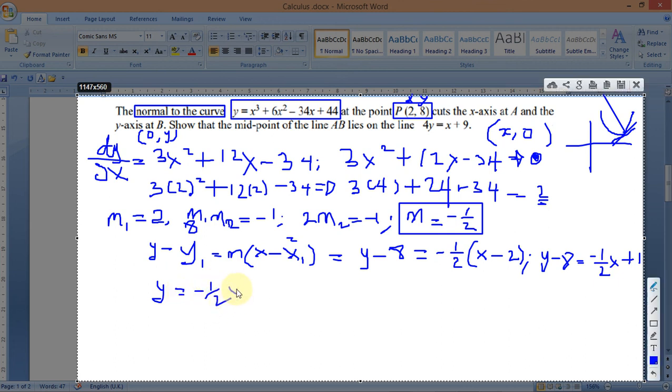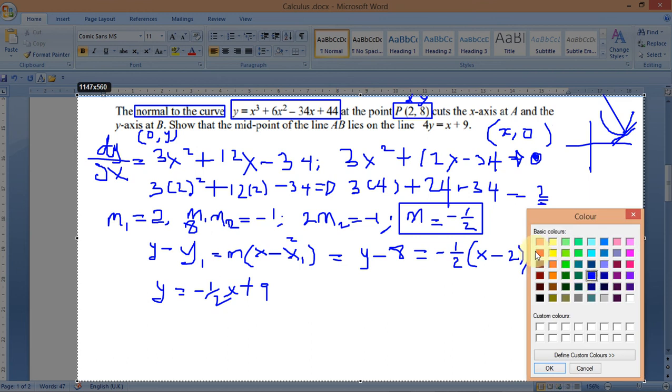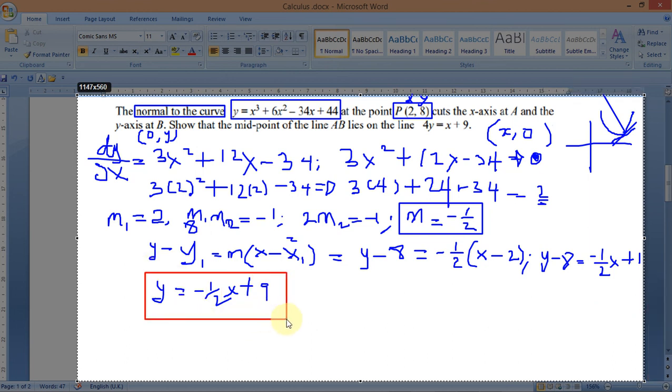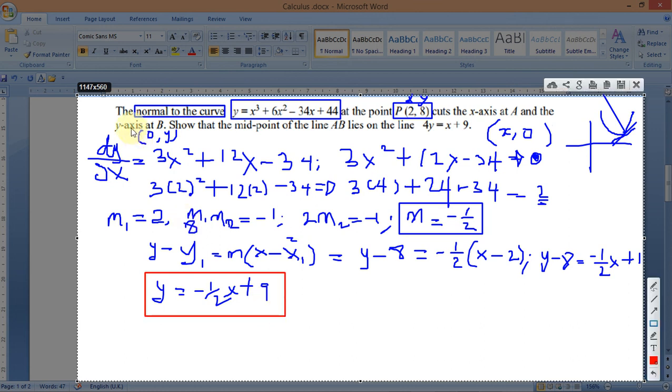Minus half x. So when you move minus 8 there, plus 9. So let me put this one in a rectangular box too. So that's what I'm going to work with now. Sorry about that, guys. So I have this equation already now. This is the equation I will be working with now.